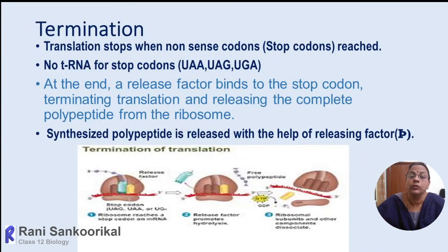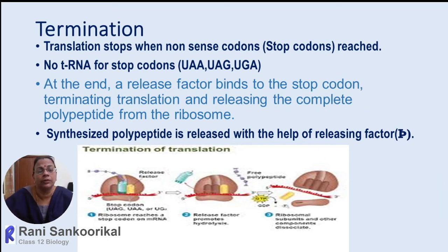Now we'll move on to how the termination takes place. As the assembling of amino acids proceeds towards the 3' end, at a particular point there are stop codons. There are 3 stop codons: UAA, UAG, UGA. When the ribosome reaches the A site where the codon sequence is UAA or UAG or UGA, any of these stop codons, there is no corresponding tRNA for the stop codon.